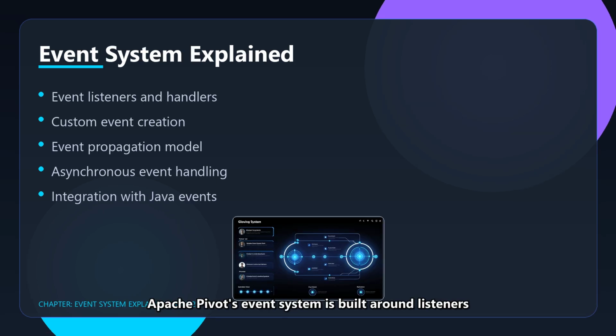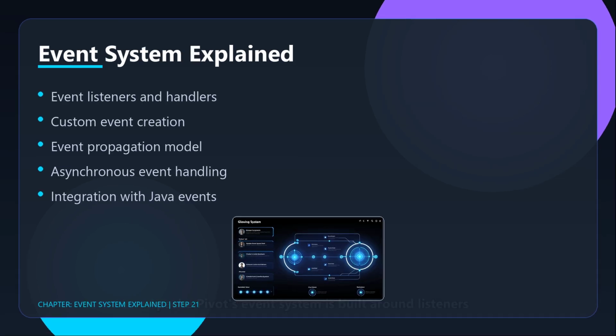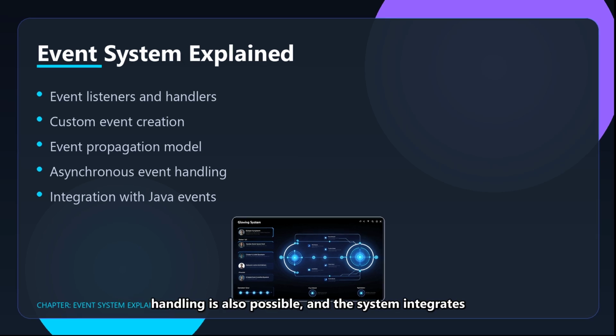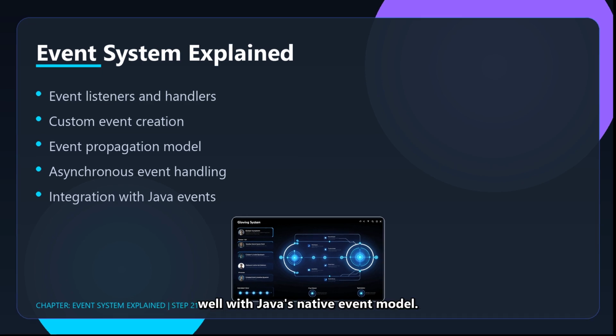Apache Pivot's event system is built around listeners and handlers. It supports custom event creation and follows a clear event propagation model. Asynchronous event handling is also possible, and the system integrates well with Java's native event model.